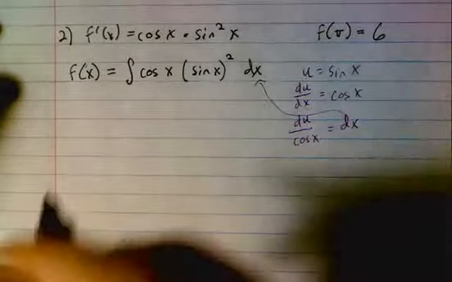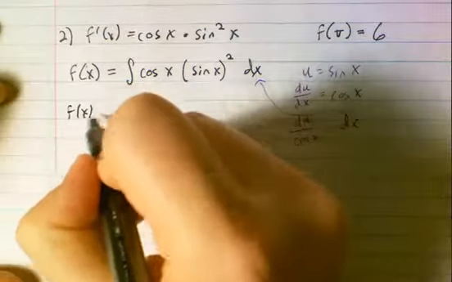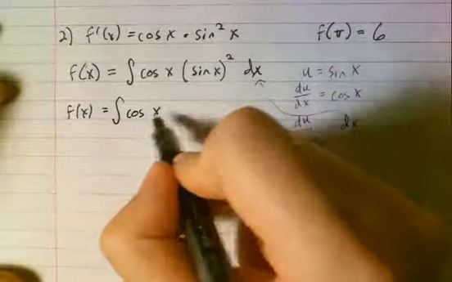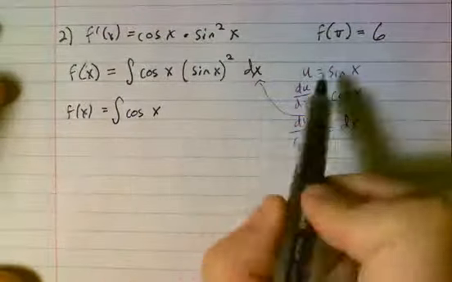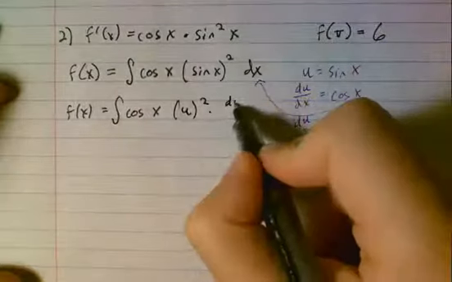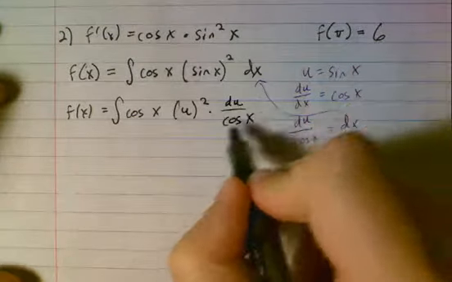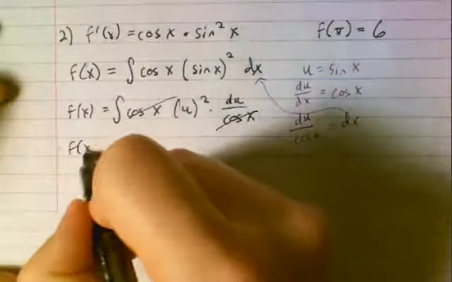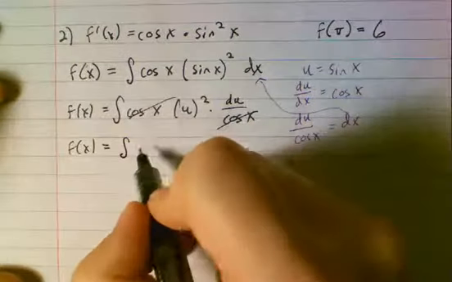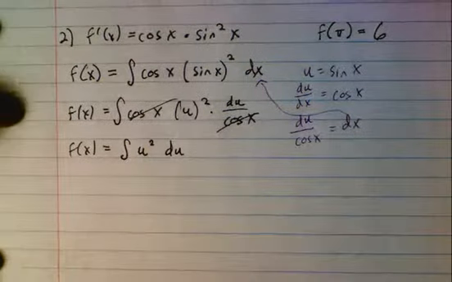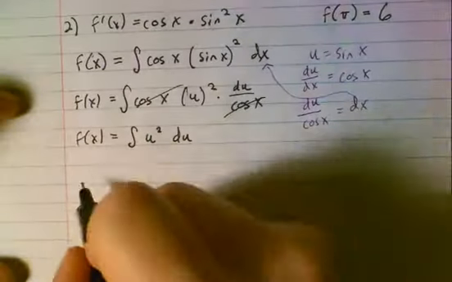And substitute back in. So f of x is the antiderivative of the cosine of x. Let's see, sine of x was u. dx is du over the cosine of x. Cancels out nicely. So we're going to have the antiderivative of u squared du. So far, same as we've done in the past.